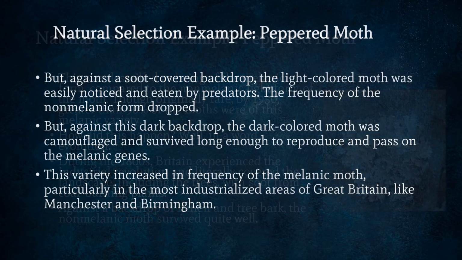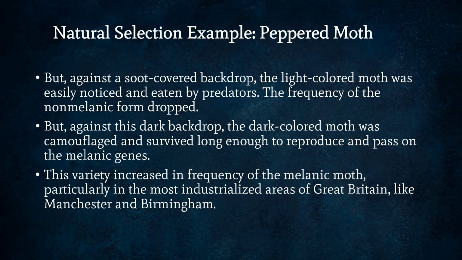However, against a soot-covered backdrop, dark soot from burning coal or burning other types of fuel, the light-colored moth was suddenly easily noticed and would stand out and was eaten by predators. The frequency of the non-melanic form dropped. But against the dark backdrop, the dark-colored moth was camouflaged and survived long enough to reproduce and pass on the melanic genes. The frequency of the melanic moth increased, particularly in the most industrialized areas of Great Britain, such as Manchester and Birmingham.